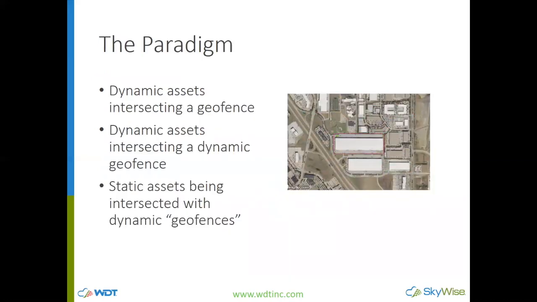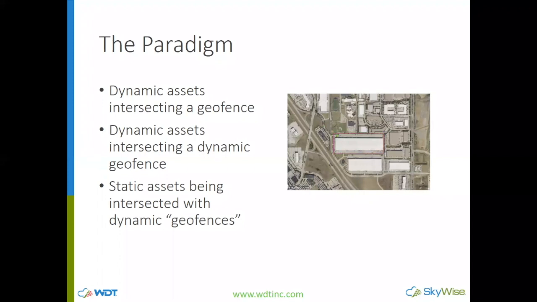So we'll talk a little bit about the paradigm. You know, a lot of Esri examples show dynamic assets intersecting a geofence. You can see in the GIF, I've got a little dot representing a truck that drives into an industrial facility. It changes the symbology, turns it green so that you know that he's in there.